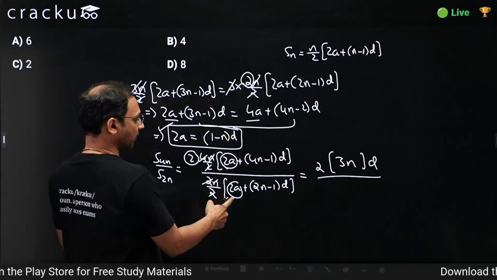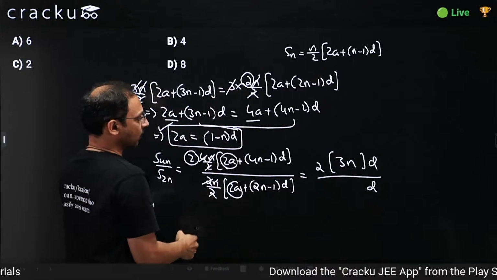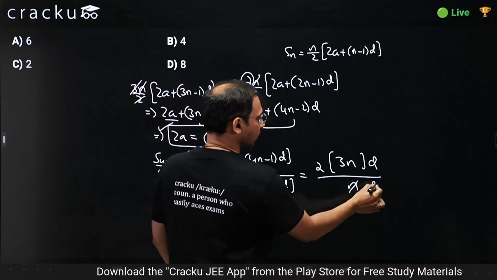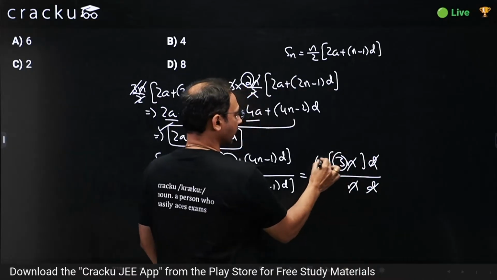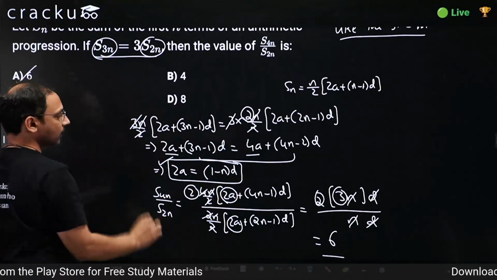Here, if I put 1 minus n into d, again d will come out. 1 minus n plus 2n minus 1. 1 will again get cancelled off, and 2n minus n is n. So this nd will get cancelled off, and I'll get the answer as 6. So first option is the correct answer.